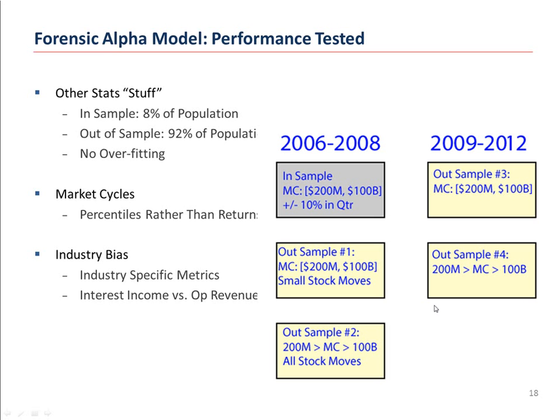In other words, the model was built on 8% in sample and 92% out of sample, so there is no overfitting. Also, since I'm using percentiles of stock returns rather than the stock returns themselves, the Asia-Pacific FAM is immune to market cycles. That is to say, it works across market cycles, whether we're dealing with a normal period, a bust period, or a boom period. Finally, because the metric operations themselves are built on industry peering, recall how detailed our peering is, there is no industry bias in FAM, which is to say that it works across all industries.